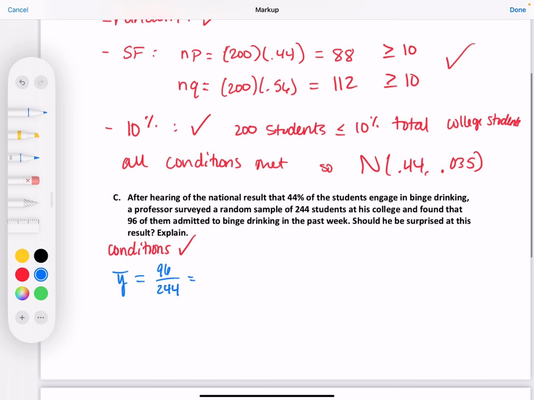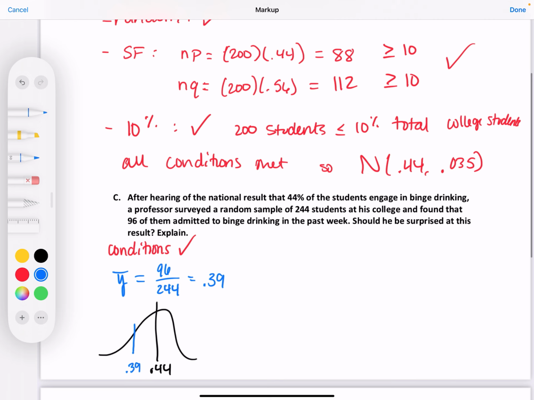I'm gonna guess and say 38%. Almost. 39. So that's 0.39. Okay, so basically, just to give a quick little sketch of what we're looking at here, our mean is still 0.44. I just found it's 0.39 for this one.